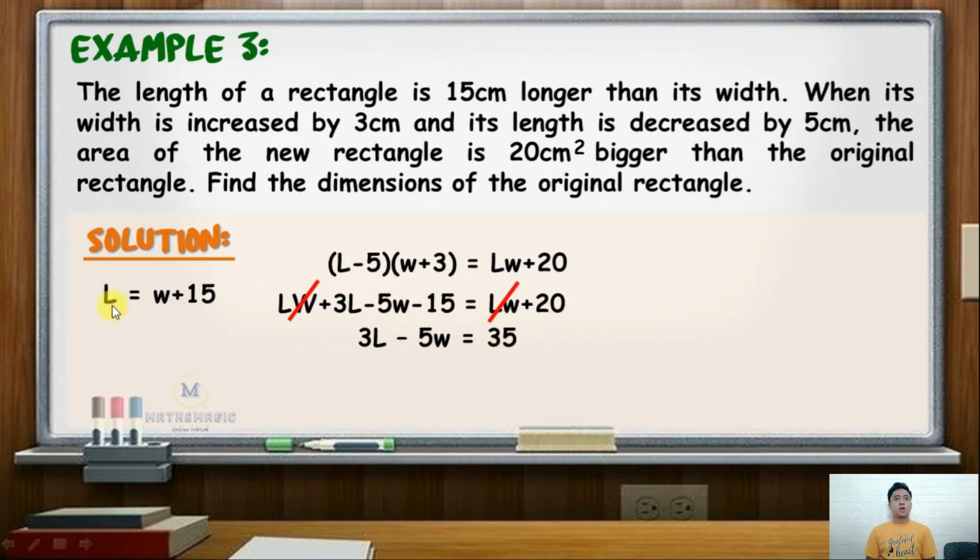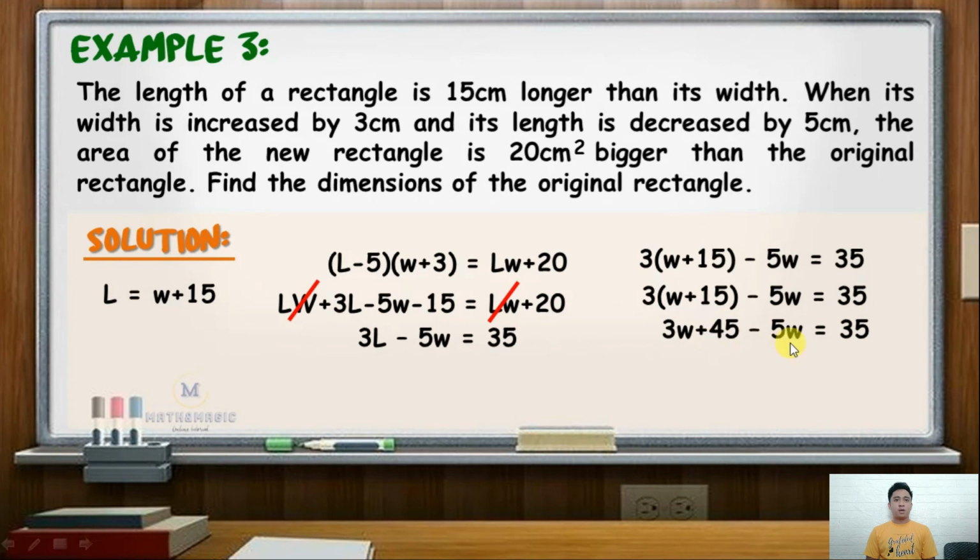Using substitution to solve for the values of length and width, it will be 3 times quantity W plus 15 minus 5W equals 35. Solving the equation, left side will be 3W plus 45 minus 5W, then equals 35. Combining 3W minus 5W, the difference is negative 2W. 45 when transposed to the right side, it will be 35 minus 45 or negative 10. Dividing both sides by negative 2, W is equal to positive 5.